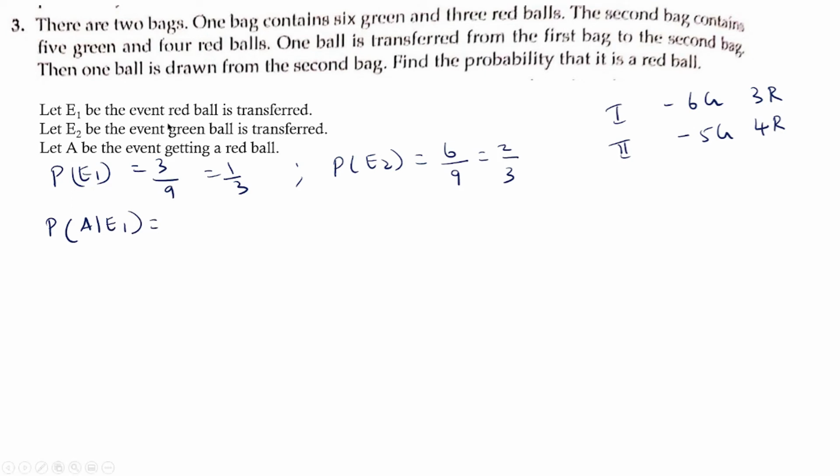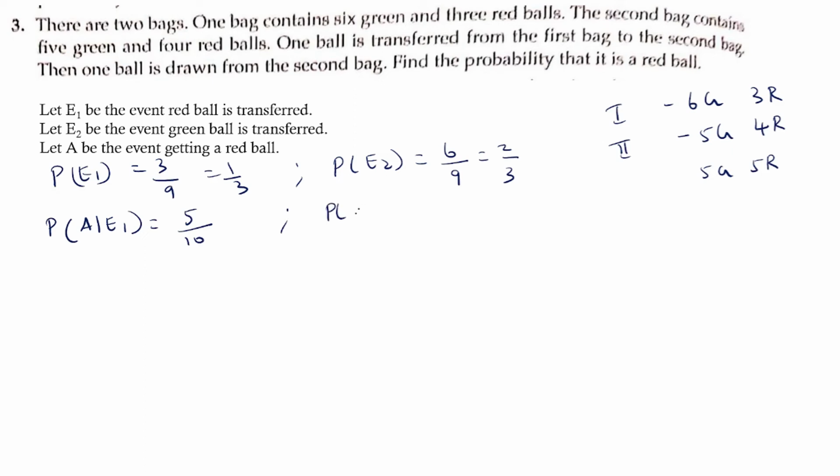If E1 occurs, then the second bag will have 5 green and 5 red balls. So probability of A given E1 will be 5 by 10, 5 red balls upon total balls. That is the probability of selecting a red ball given a red ball is transferred from the first bag to the second bag. It will be 5 by 10.